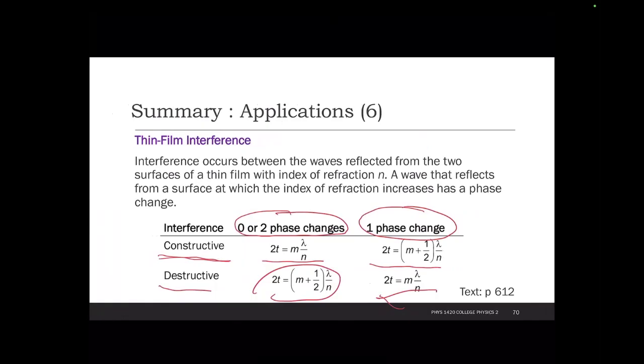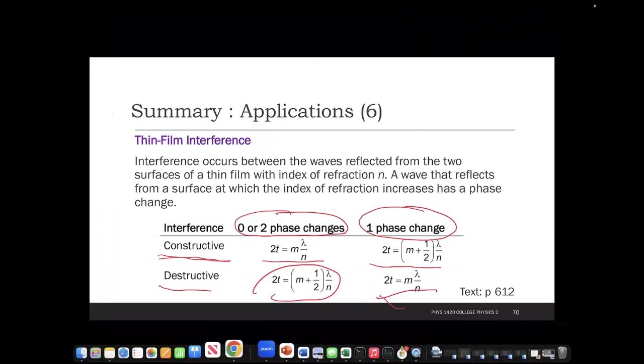And in the next chapter, we will talk about the ray model for light. It's for next week's content.